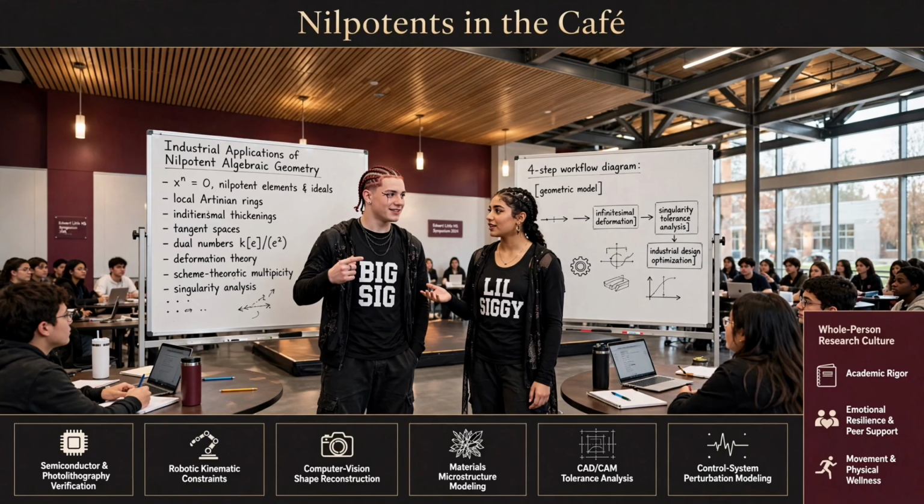Okay, so we take the standard real numbers that we all know, right? And we adjoin a brand new element. We usually denote this new element with the Greek letter epsilon. Epsilon. And we declare a foundational, unbreakable rule for this new system. We declare that epsilon squared is exactly 0.